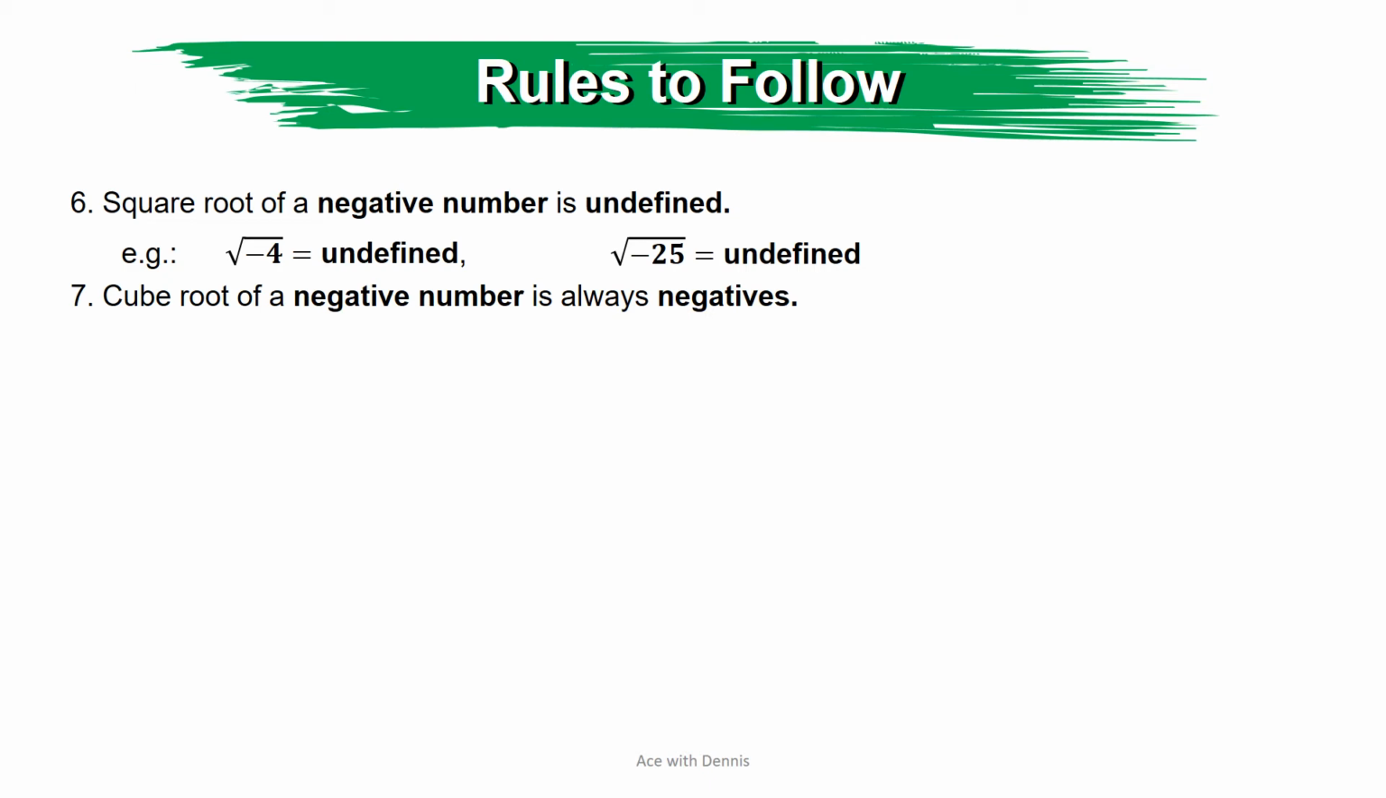Rule number 7. Cube root of a negative number is always negative. Here's an example. Cube root of negative 125 will give us negative 5. As we know that negative 5 cubed, we get negative 125. Similarly, cube root of negative 343 equals negative 7. As we know that negative 7 cubed, we get negative 343.